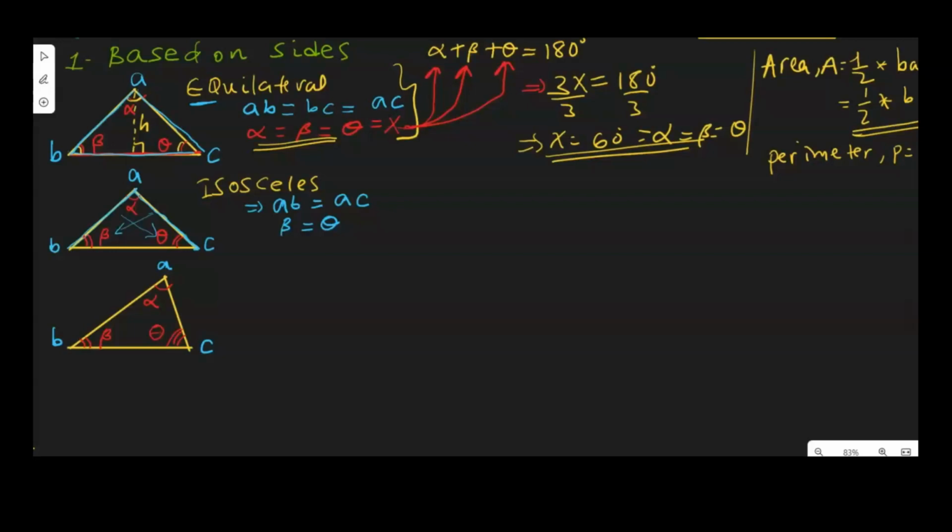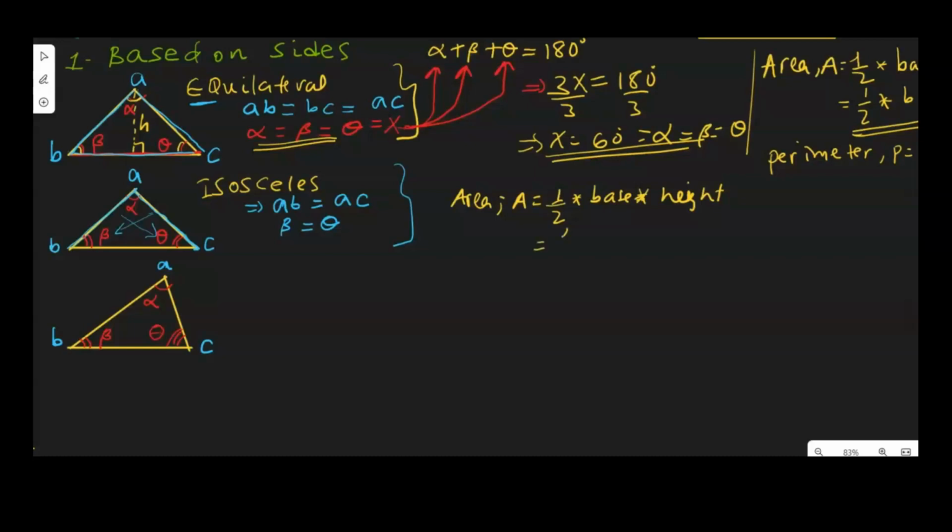So, how do we calculate the area of an equilateral triangle? The area of an equilateral triangle can be calculated as follows. Area A is equal to half times the base of a triangle times the height of a triangle. This is the general formula for any triangle. I'll tell you why it's called half base times height.